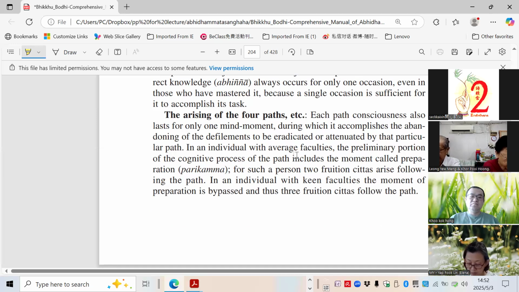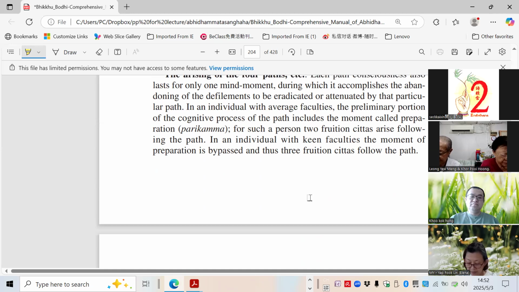In an individual with average faculties, the preliminary portion of the cognitive process of the path includes the moment called preparation. For such a person, two fruition cittas arise following the path. In an individual with keen faculties, the moment of preparation is bypassed, and thus three fruition cittas follow the path.